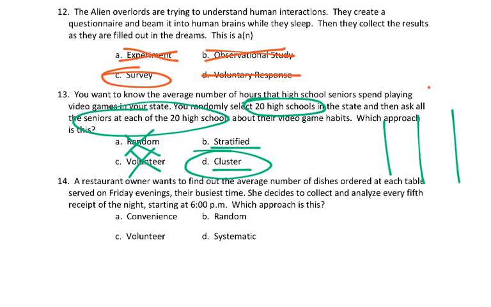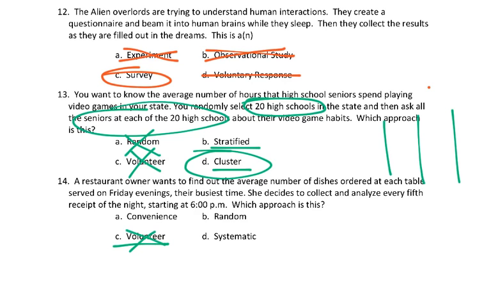Okay, 14. A restaurant owner wants to find out the average number of dishes ordered at each table served on Friday evenings, their busiest time. She decides to collect and analyze every 5th receipt of the night starting at 6 p.m. Which approach is this?